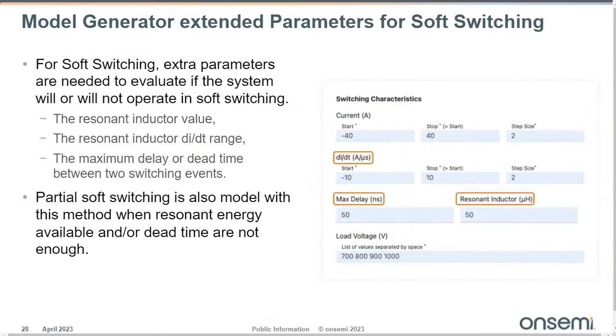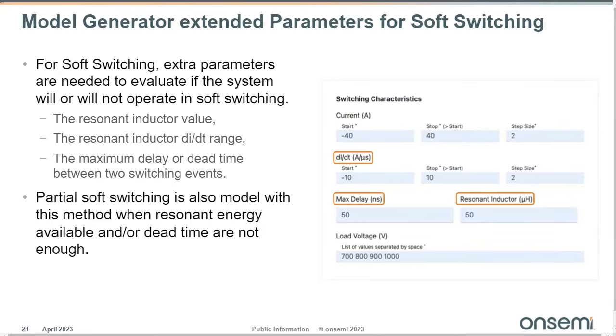And for soft switching, we have been obliged to include extra parameters that we need, like the resonant inductor. Also, what is important for setting the energy stored in the resonant inductor is not only the current, but also the di/dt. So that's why you have a new range to include the di/dt range and the step in this di/dt range that you want to generate your data.